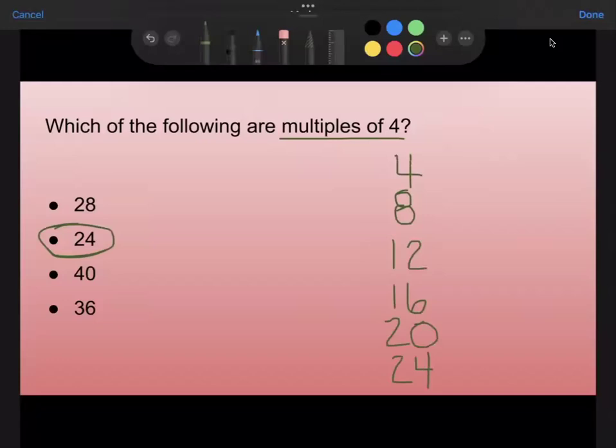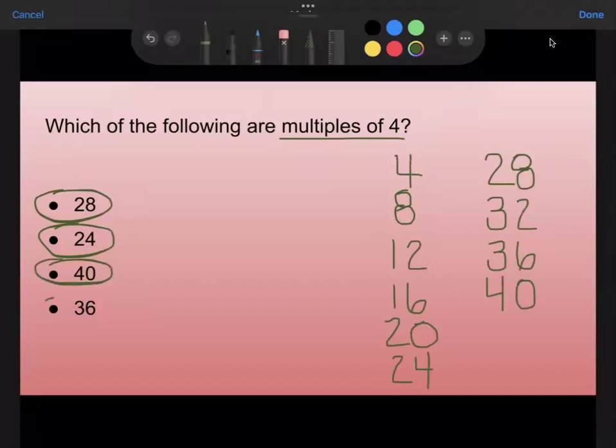24, okay, that was 6 times 4. 7 times 4 is 28. And then 8 times 4 is 32. 9 times 4 is 36. And 4 times 10 is 40. So let's pause there for a second. 28 is on the list, 40 is on the list, and 36. So it turns out that all these choices on the left are multiples of 4.